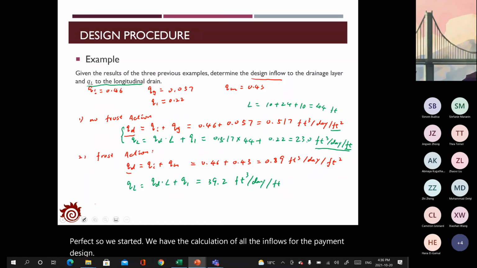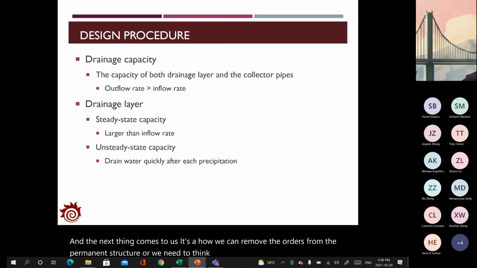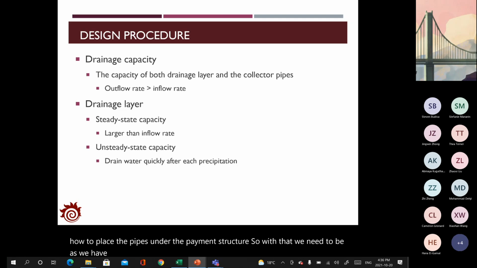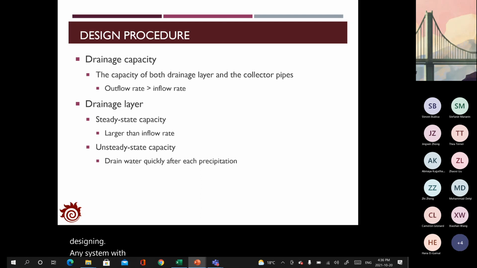The next thing is how we can remove the water from the pavement structure. We need to think about how to design the drainage layers and how to place the pipes under the pavement structure. As we have already calculated the inflow, which is the source of water in the pavement structure, we then need to design a drainage system with a capacity able to drain all the water from the pavement structure, or drain as much as possible.